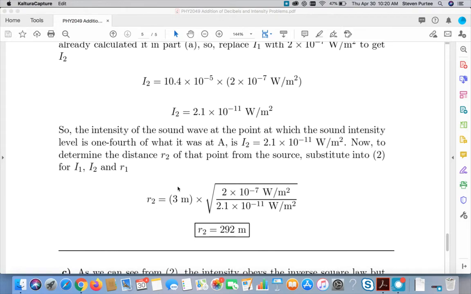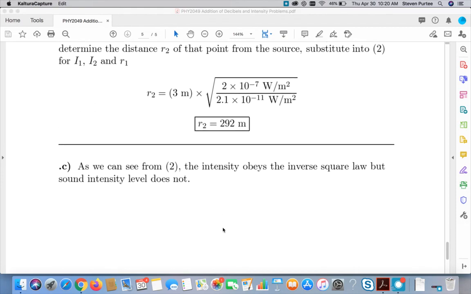You should work through all these details on your own, but this is the key. R2 is 292 meters. So to get 1/4 the intensity, we only had to go twice as far. To get 1/4 the decibel level, we had to go many times, almost 100 times as far. So intensity, the I's, obey the inverse square law, but decibel level, what your book calls sound intensity level, does not.